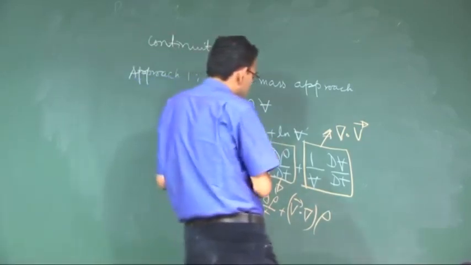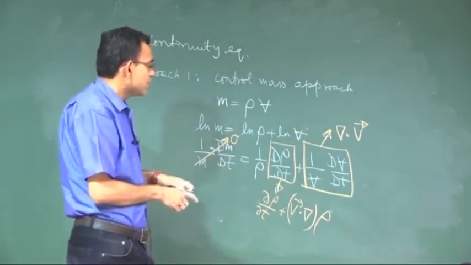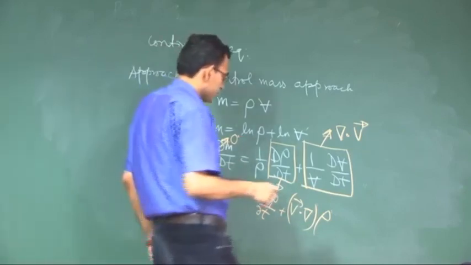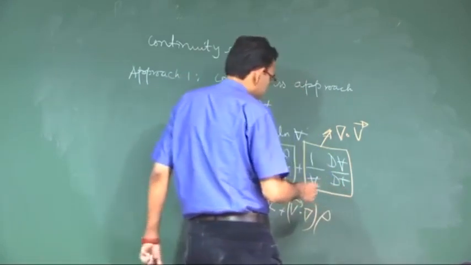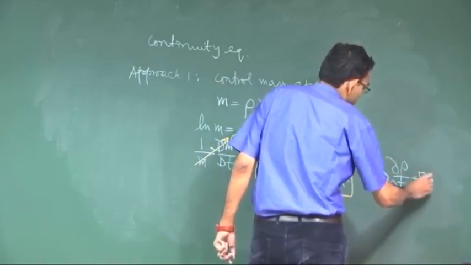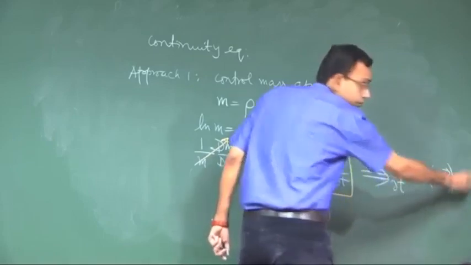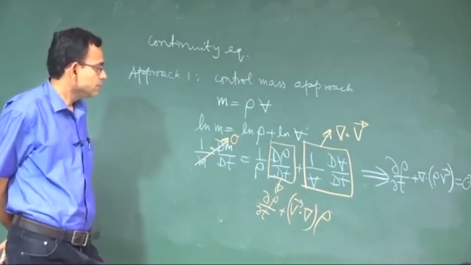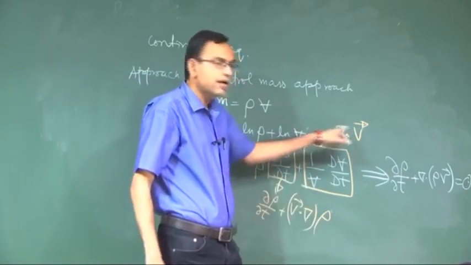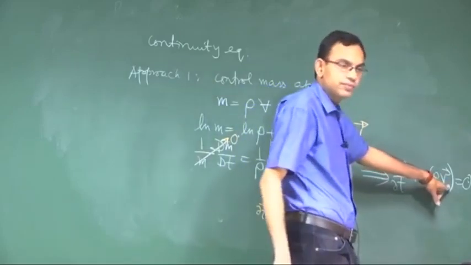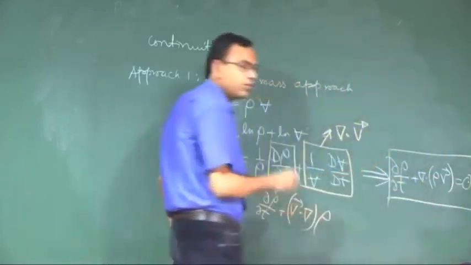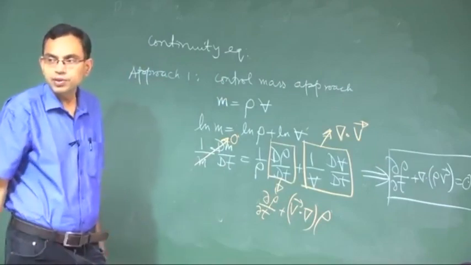So if you combine these two together, that is, multiply this by rho, then V dot nabla rho plus rho into nabla dot V. So that is nabla dot rho V. So this is the continuity equation, the general form of the continuity equation in vector form.